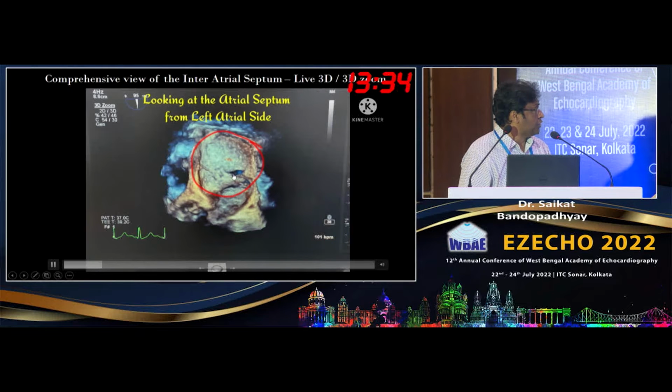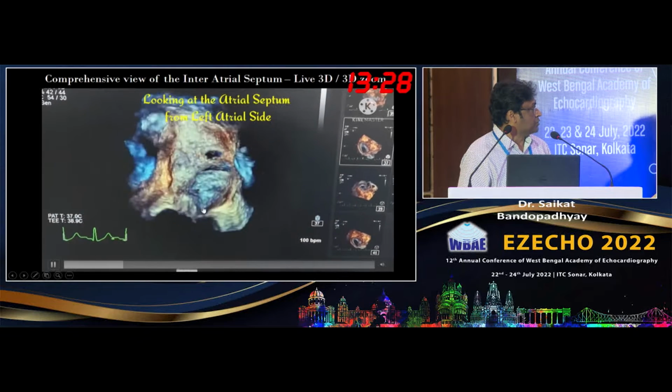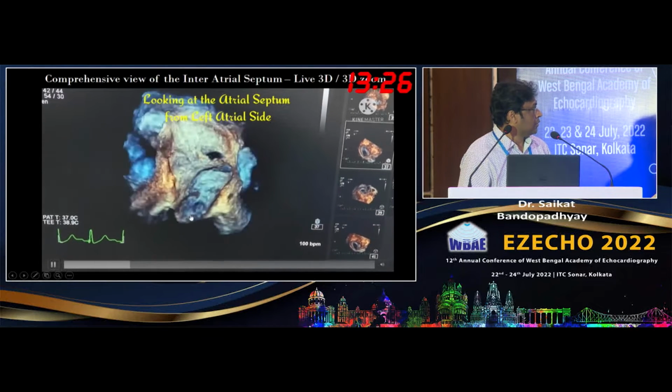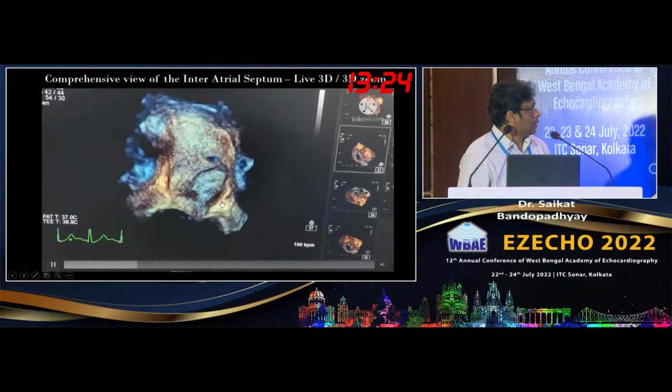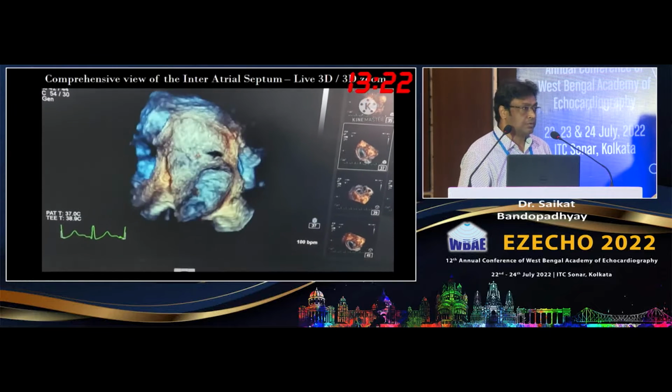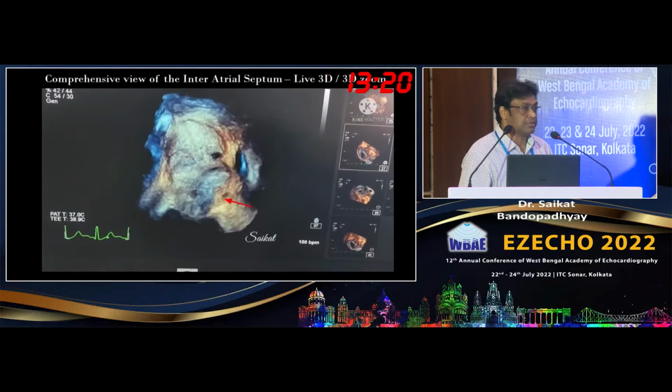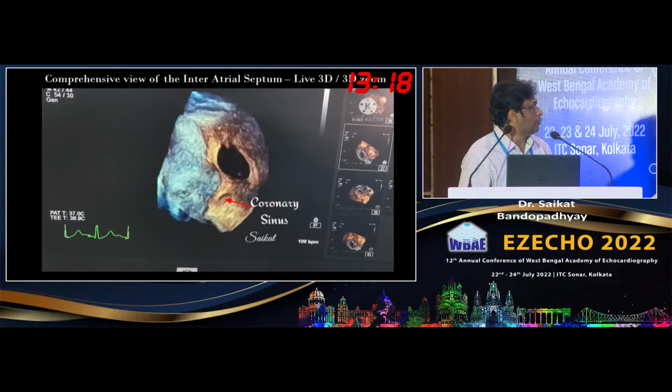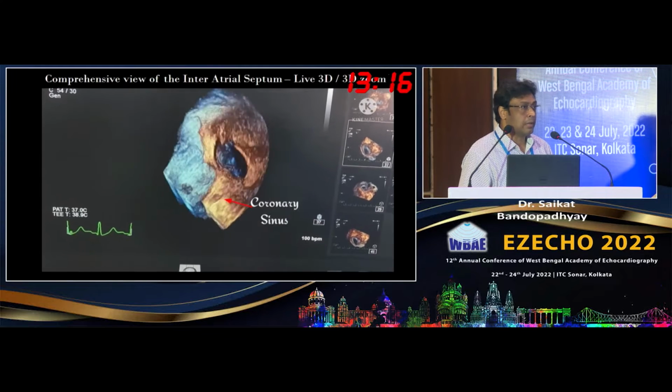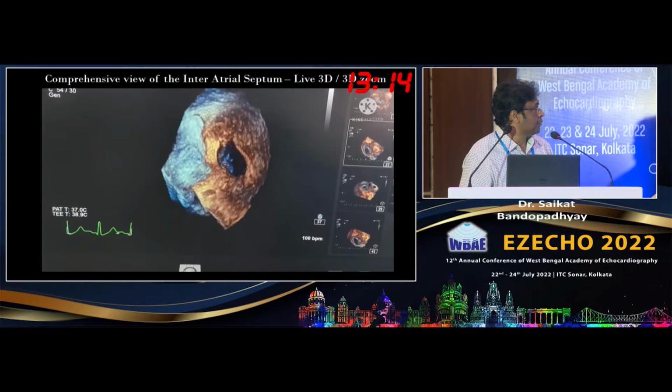So you can see the fossa ovalis over there. You can see the coronary sinus groove at the back of the LA wall. And you can see the anterior mitral leaflet and the posterior mitral leaflet. Probably the understanding of how we look at the heart is changing with time.